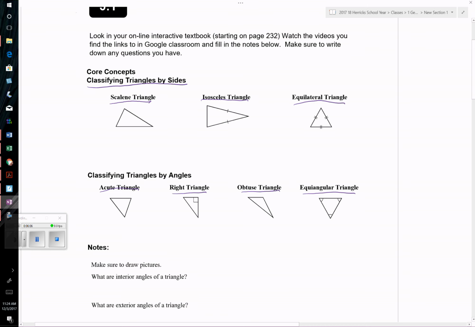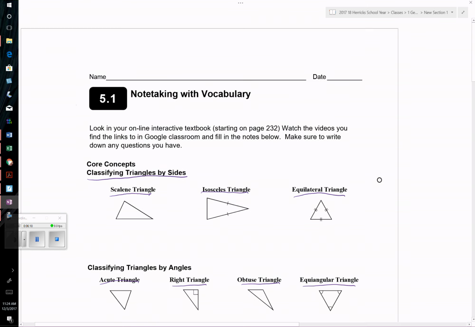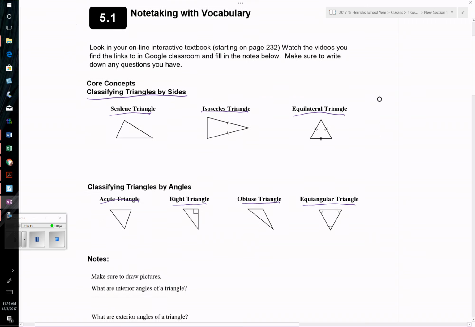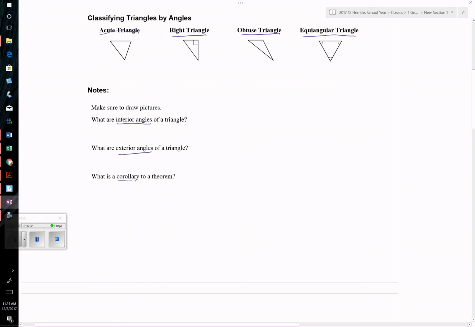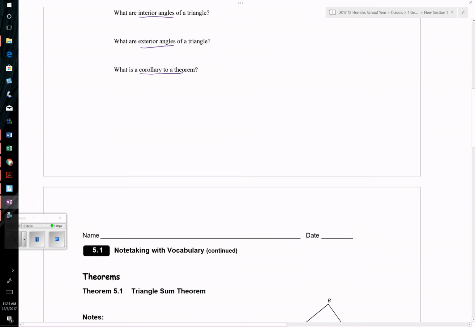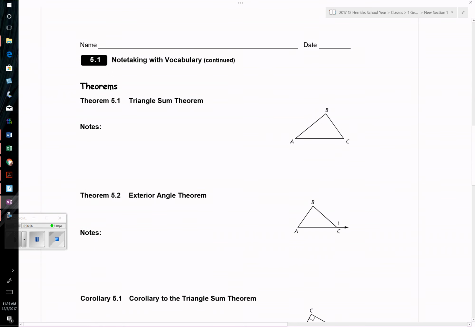Now, when you go to the worksheet, I want you to make sure that you fill out the notes as best you can. And as you go through it, make sure you understand what an interior angle of a triangle is, an exterior angle of a triangle, as well as what a corollary theorem is. As you go through, there are spaces for you to fill in your own notes. Make sure you write the theorem, and in this example, you might want to copy it where it says angle A plus angle B plus angle C equals 180 degrees.